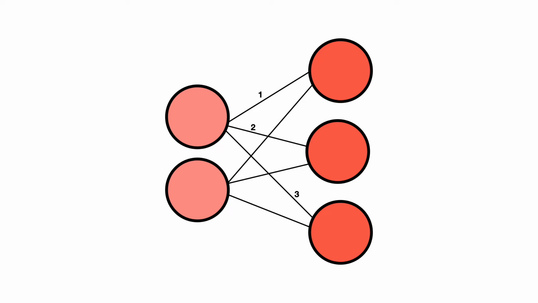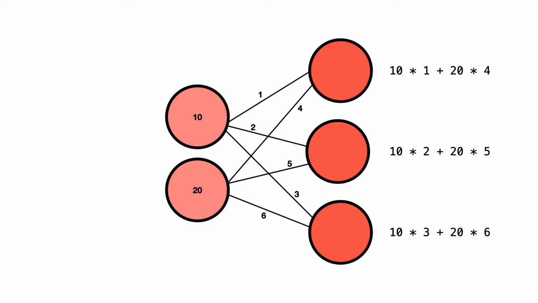The weights going from input 1 to all the outputs have values 1, 2, 3. The weights going from input 2 to all the outputs have values 4, 5 and 6. Let me show you the scalar notation to calculate the outputs. This is all you need to calculate the outputs.